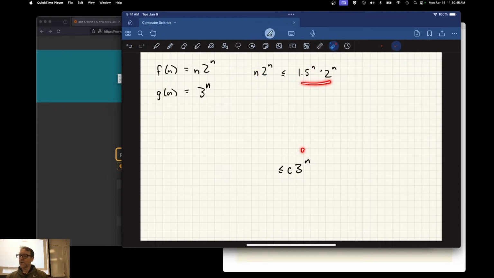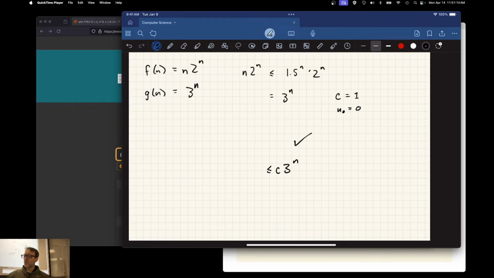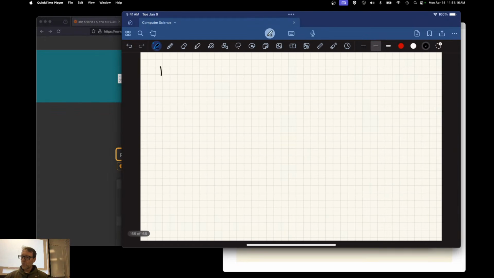Why does that help me get to this one right here? What is 1.5 to the n times 2 to the n? Common exponent, so it's 3 to the n. So for c being 1 and n naught being 0, the inequality holds. Okay? Just have to make it bigger, but there's an art to making it bigger. You can't make it too big, and it still has to be true. Last one. What if I had n factorial here?